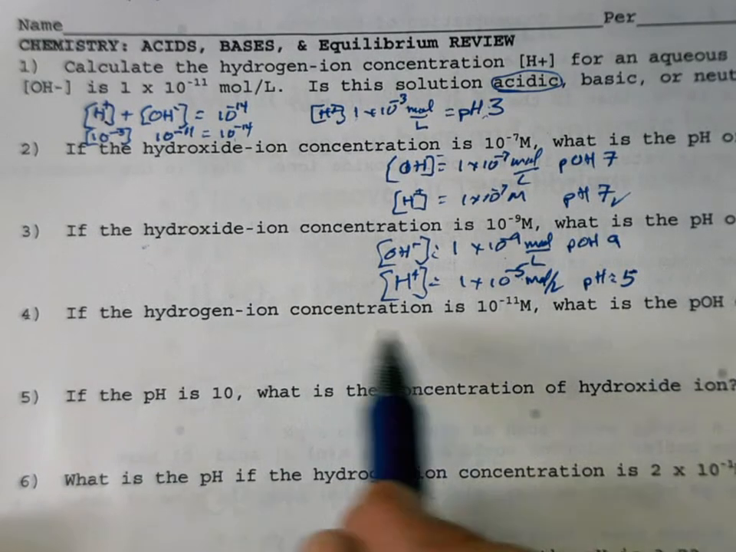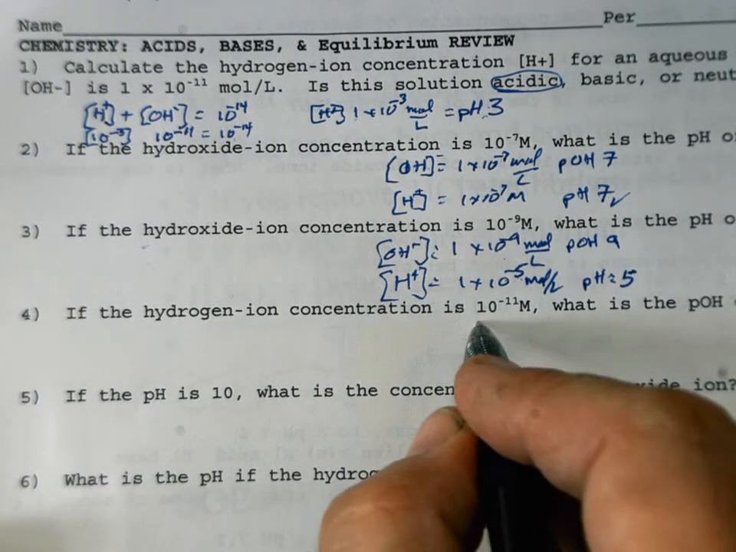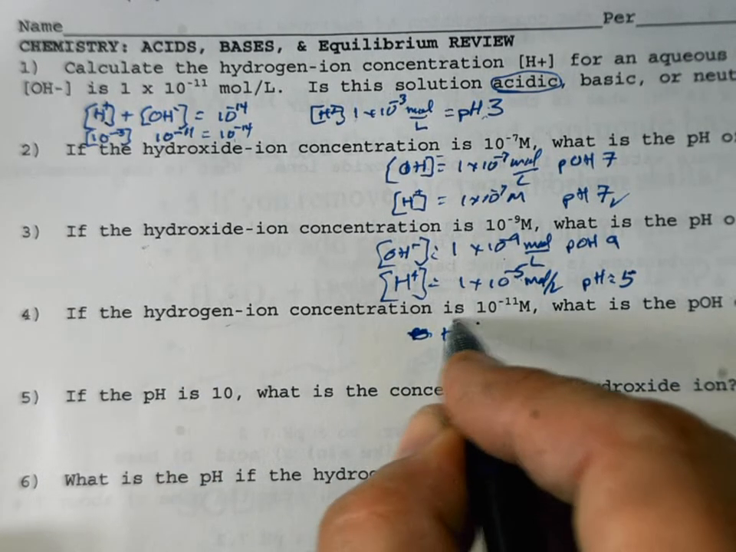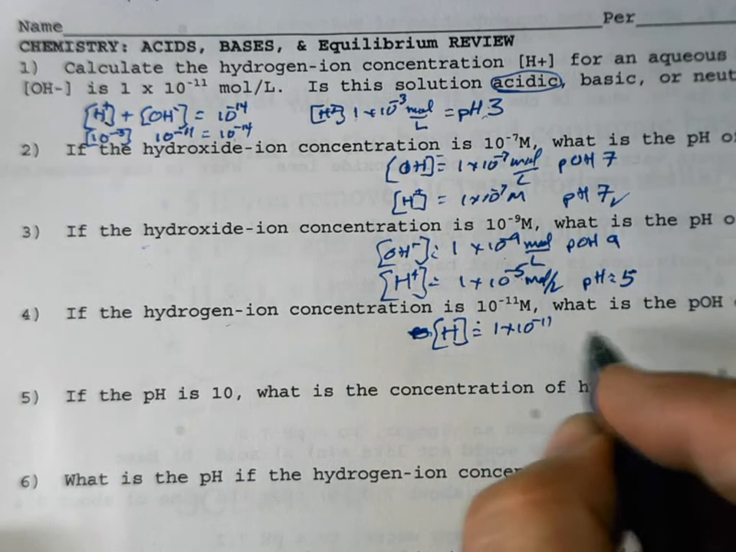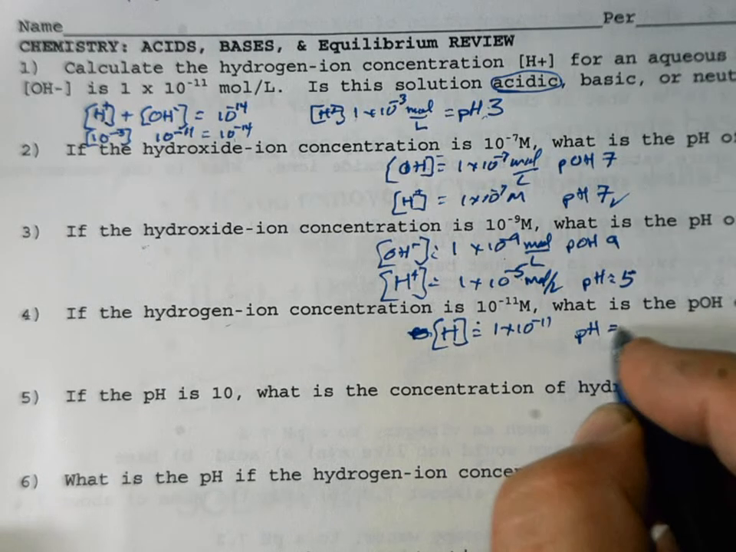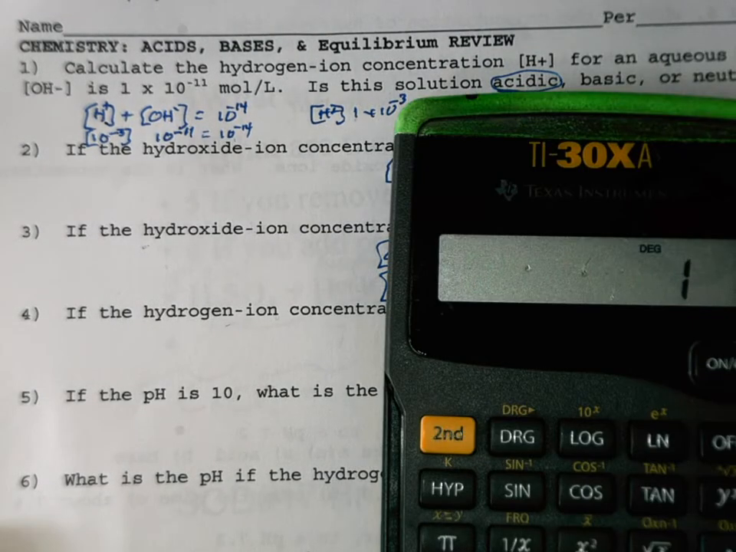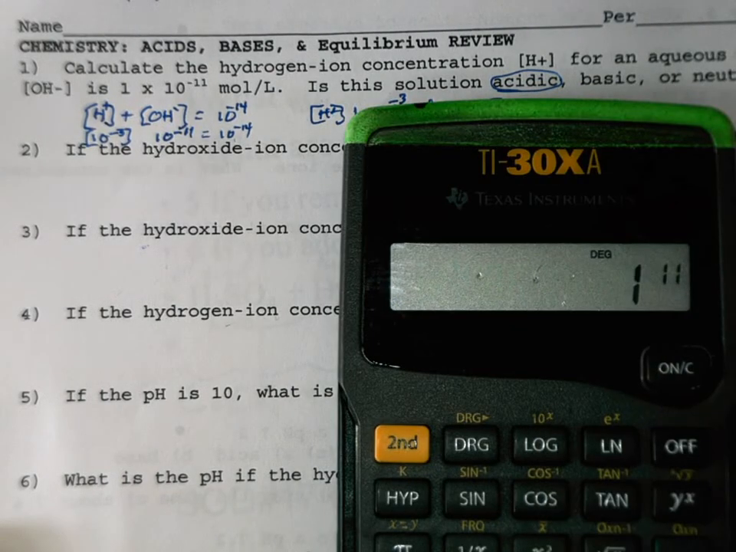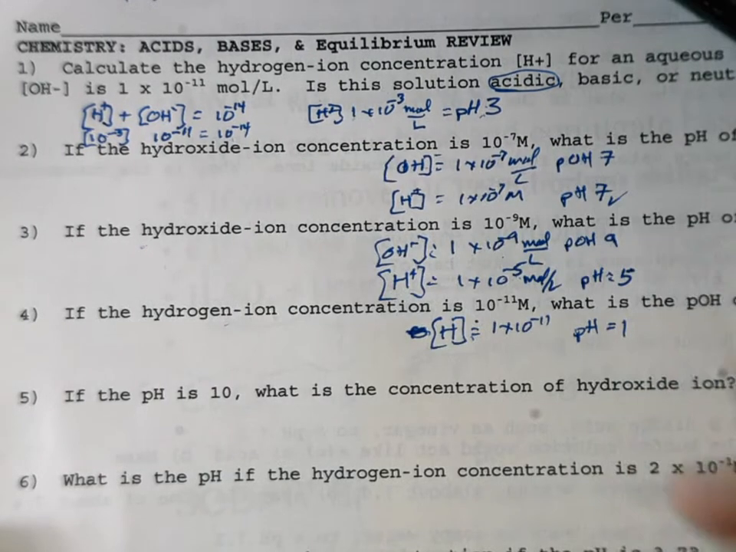Number 4, hydrogen ion concentration. Okay, so this is the hydrogen ion concentration. Be careful, I almost tricked myself. 1 times 10 to the minus 11. You should know right away that the pH is going to be 11. If you're not sure, you could put 1 to the exponent of 11, change the exponent, hit the log function, change the sign, and it's a pH of 11.